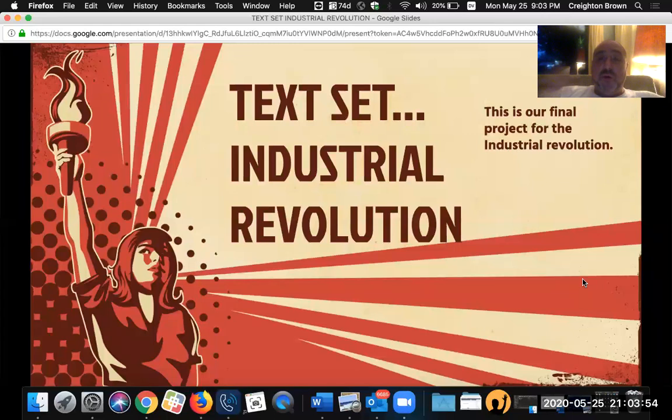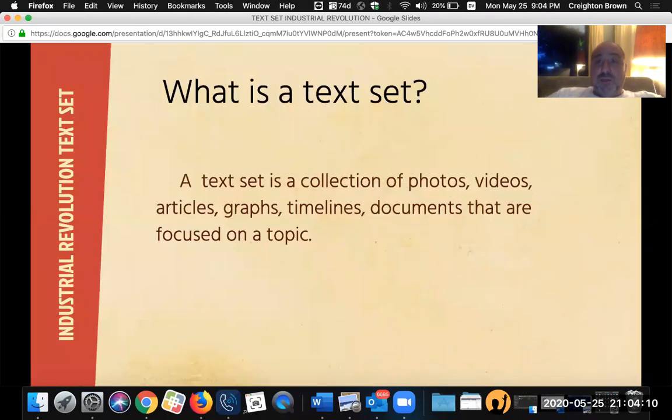I'm going to give you an overview. I'm going to give you some examples. We're going to talk about what you need to do this week, next week, and the week after. But what you're going to be doing is building a text set, and I'll explain exactly what that is to you. It is a collection of articles or videos or graphs. It's like all these things put together to teach you about a subject.